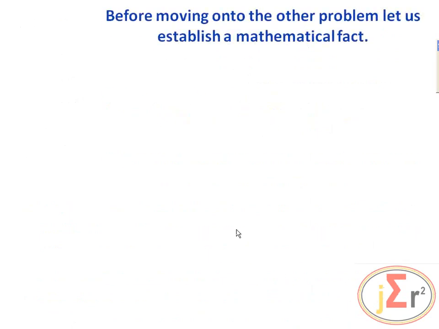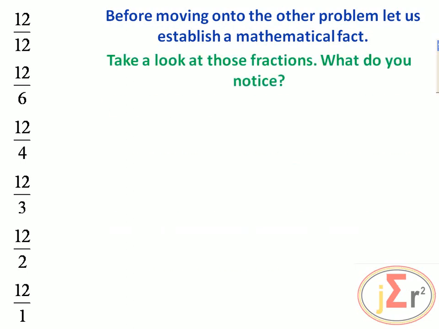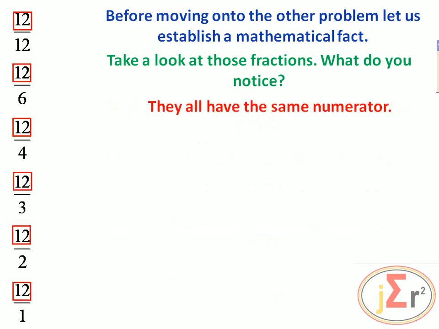Before moving on to the other problem, let us establish a mathematical fact. What do we notice here, Jerry? The numerators are all 12. Right, the numerators are all 12. And we are taking a look at when the numerators are all the same. Take a look at those fractions. What do you notice about the numerators? They all have the same numerator.